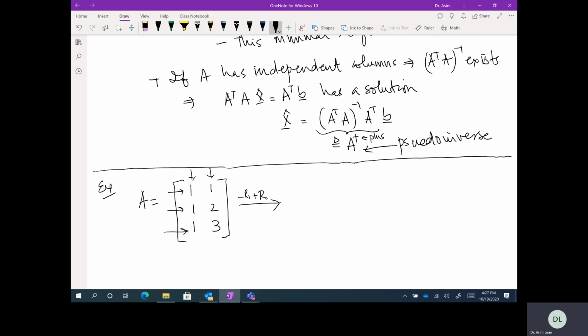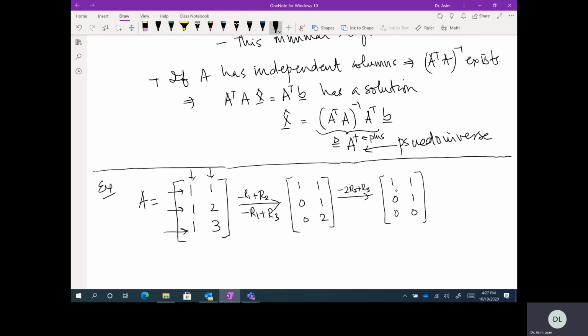Minus row 1 plus row 2, minus row 1 plus row 3, what do I get? 1, 1. Minus 1 plus 1 is 0. Minus 1 plus 2 is 1. Minus 1 plus 1 is 0. Minus 1 plus 3 is 2. And then I say minus 2 row 2 plus row 3. If I do that, I have 1, 1, 0, 1, 0, 0.